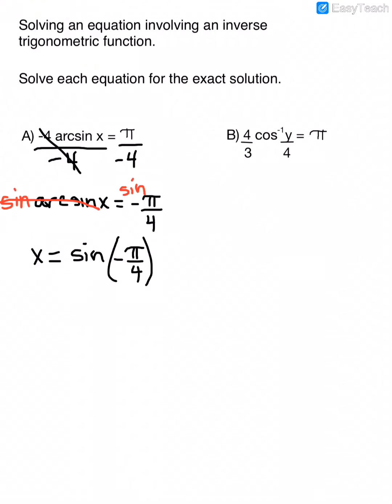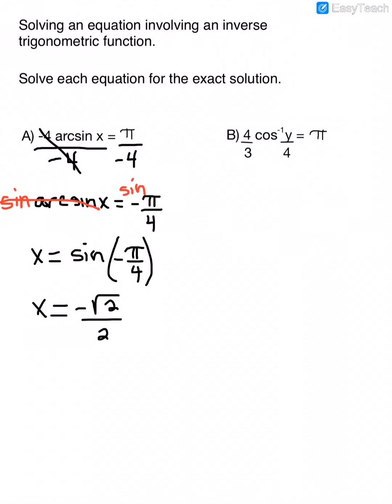All right, so they want the exact value, or the exact solution. Okay, so sine of negative pi over 4 is negative square root of 2 over 2. So this would just equal negative square root 2 over 2.